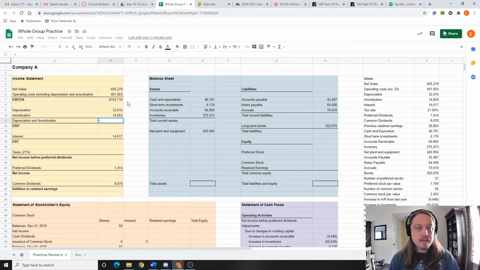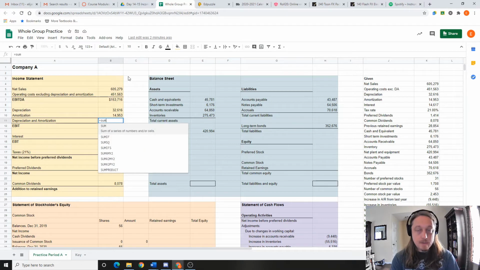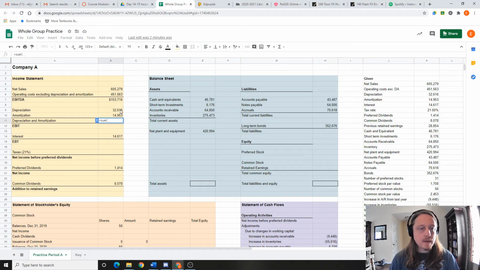There's a couple ways you can do this. You can use the sum function. So that sums it up, adds it together. So sum with the parentheses, and we just put these two in there.